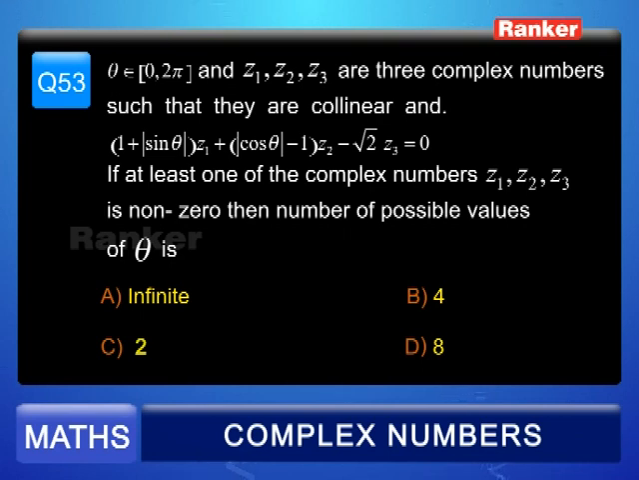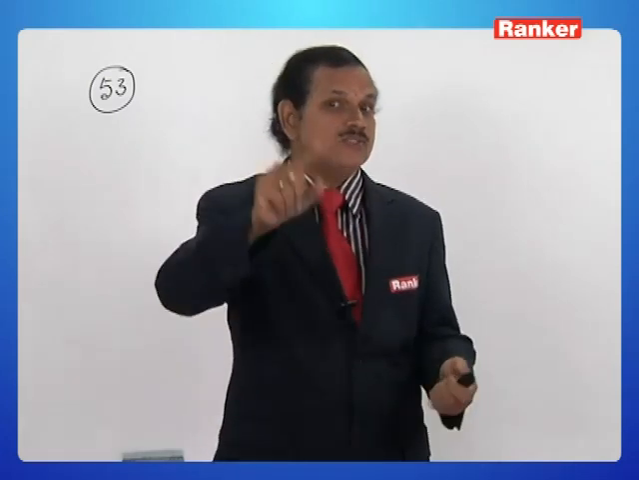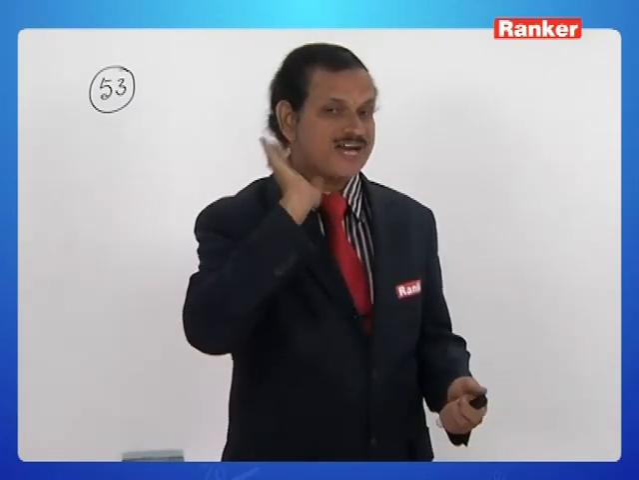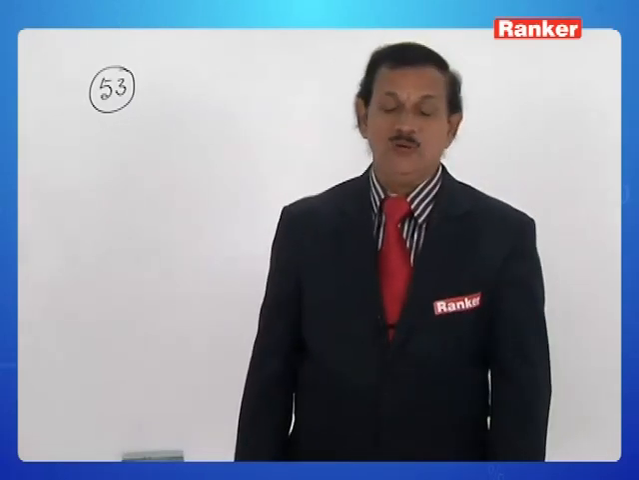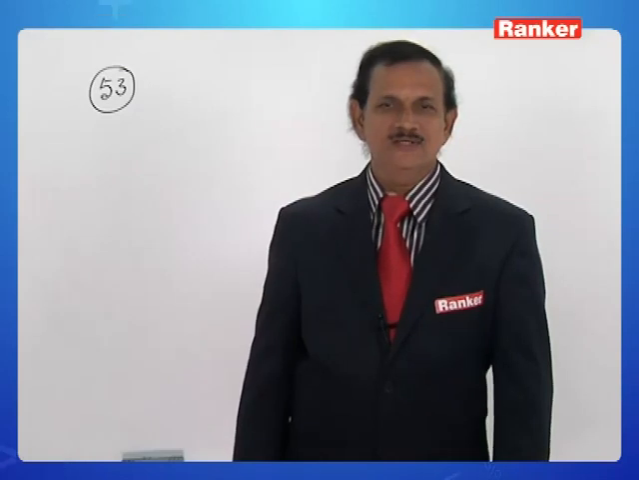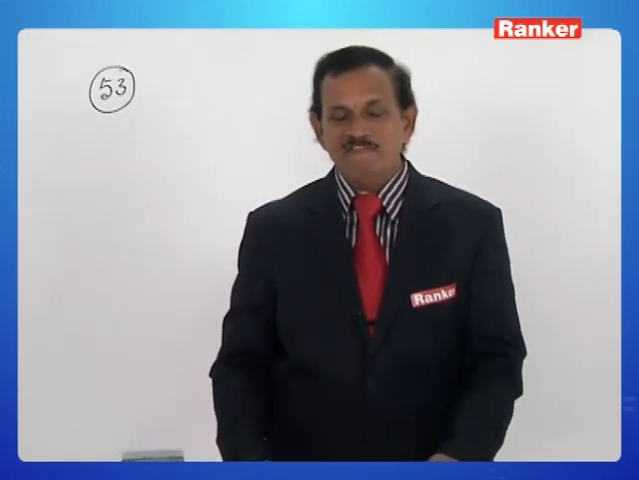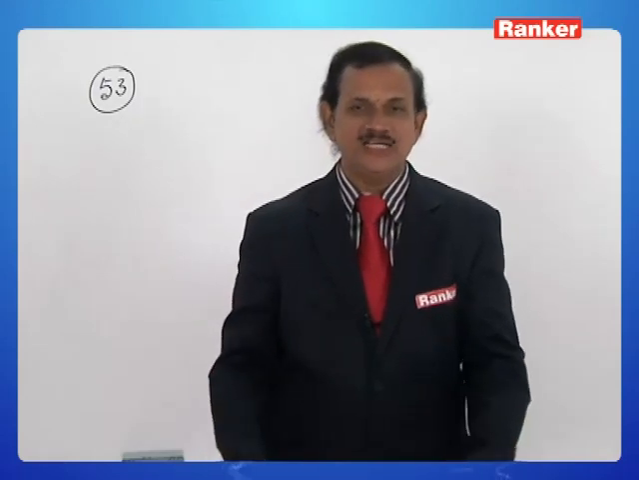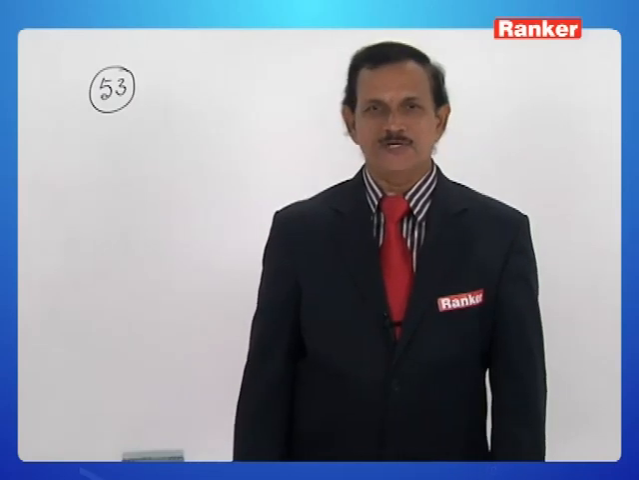If at least one of the complex numbers Z1, Z2, Z3 is non-zero, then find the number of possible values of theta so that the given condition is satisfied. Well, beautiful question. It is a conceptual question. There are very few calculations here. The concept is very important.